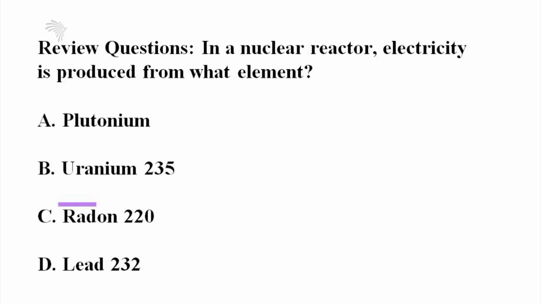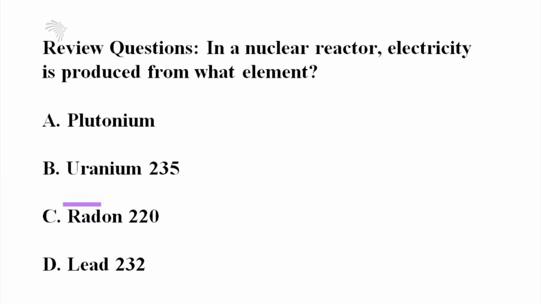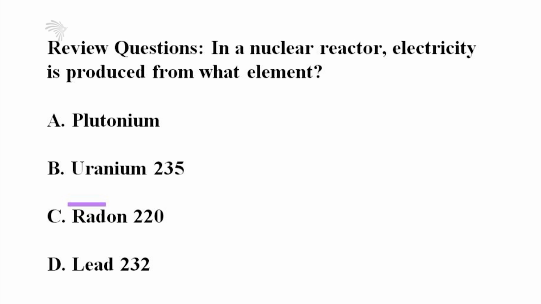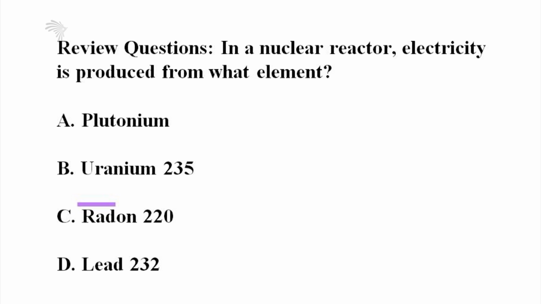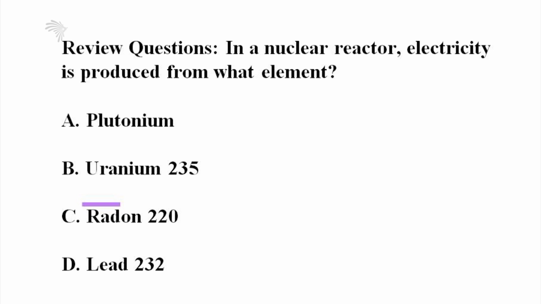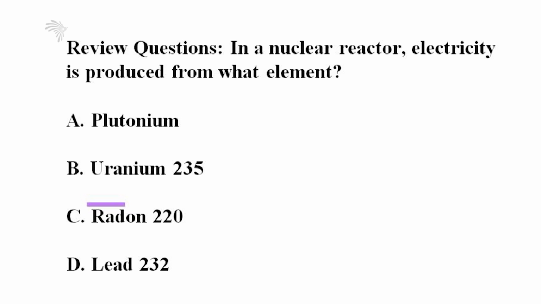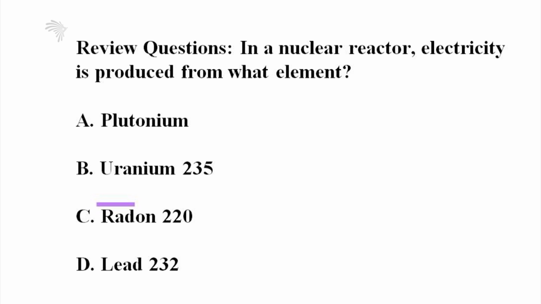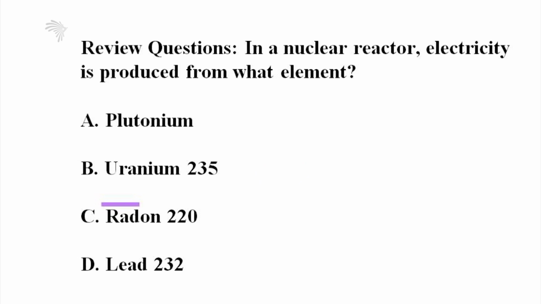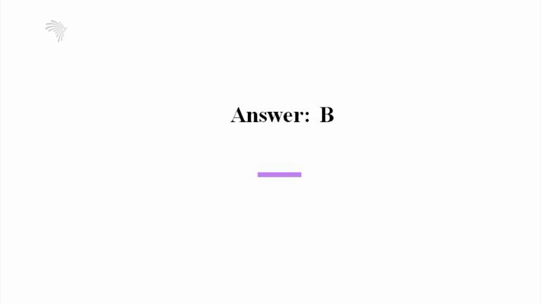The third question is also a multiple choice one. In a nuclear reactor, electricity is produced from what element? A, plutonium, B, uranium-235, C, radon-220, D, lead-232. The answer is B, uranium-235.